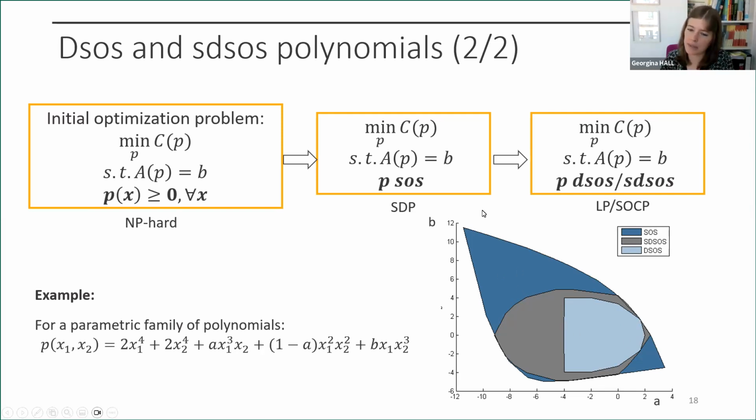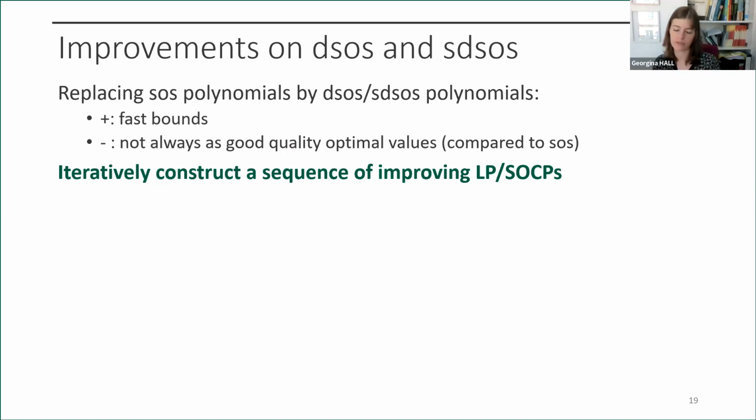Now, however, if I'm optimizing, say, in this direction here, the optimal solution that I would get using sum of squares is somewhere here, SDSOS is somewhere here, and DSOS is maybe, I don't know, somewhere here. So there would be a big gap in the quality of the solution that you obtain. So there's not always this guarantee that by using DSOS and SDSOS, you're going to get a good quality solution. So that is maybe the main limitation of DSOS and SDSOS.